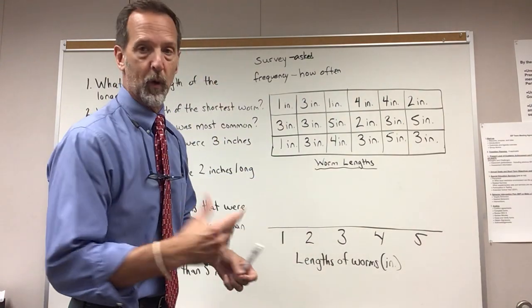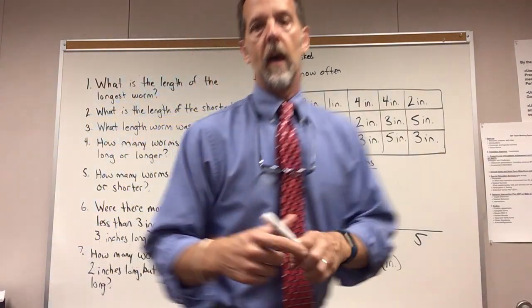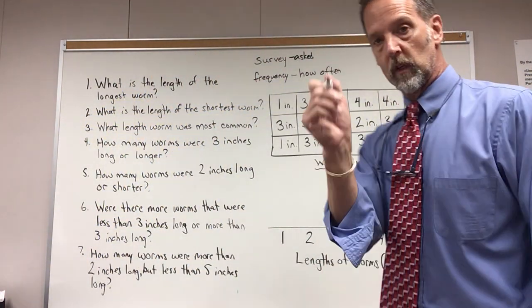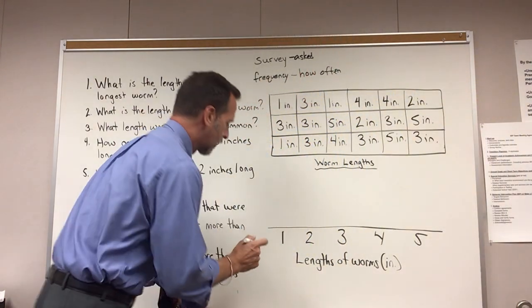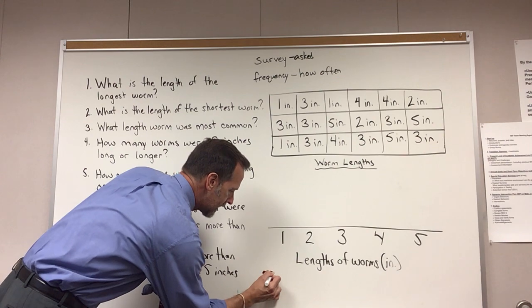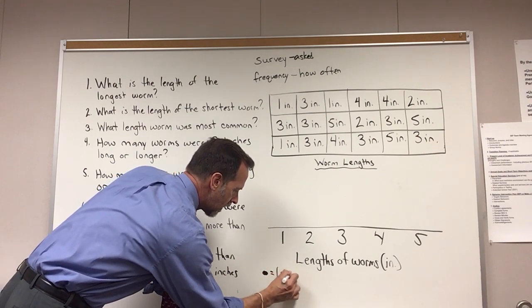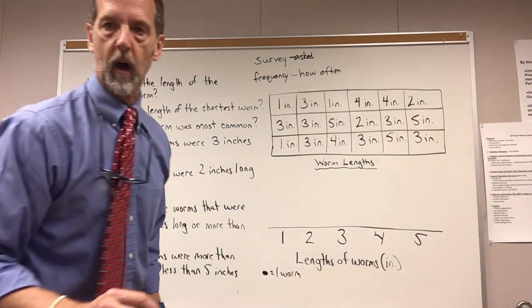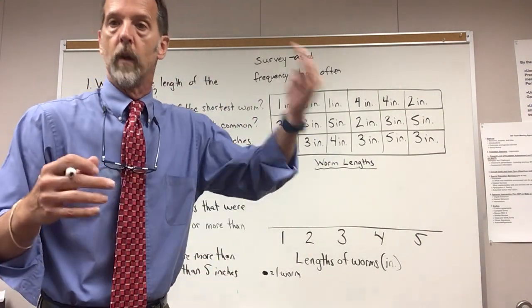Now, I'm going to put a little key there, okay? And a key is nothing more than it tells what the mark means. So I'm going to use a little dot. And I'm going to say that a dot equals 1 worm. Every time you see a dot on my line plot, that's going to be 1 worm.